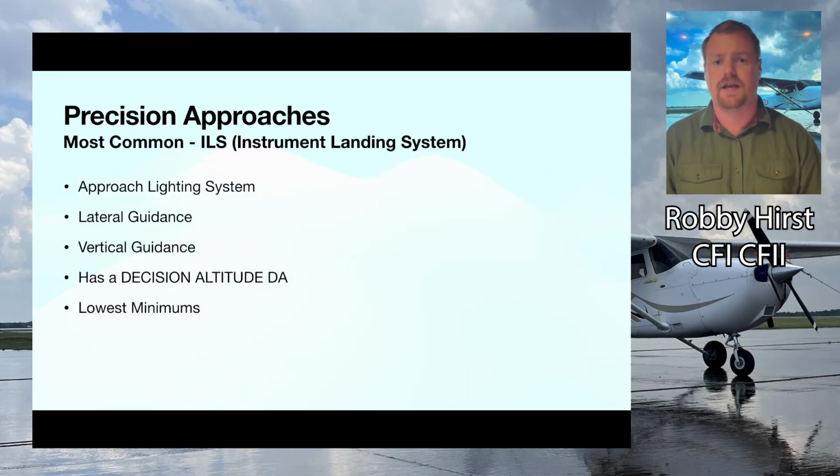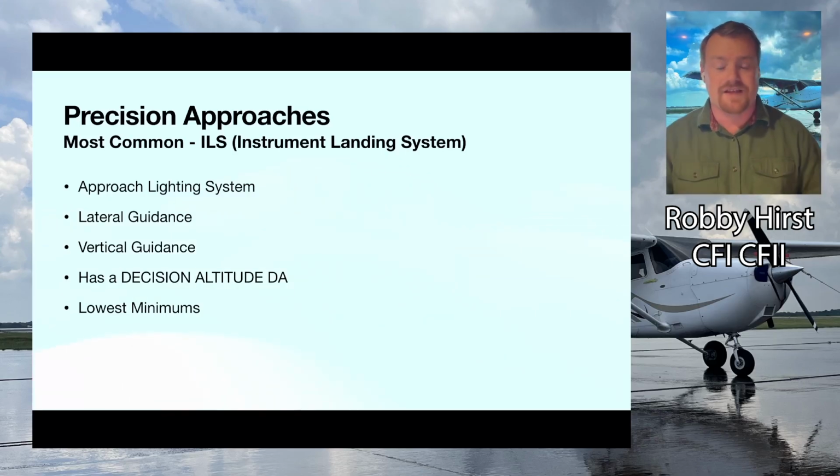There are three things that you must have in order to be a precision approach. You have to have the lighting system, you have to have a localizer providing lateral guidance, and you're going to have a glide slope providing vertical guidance.